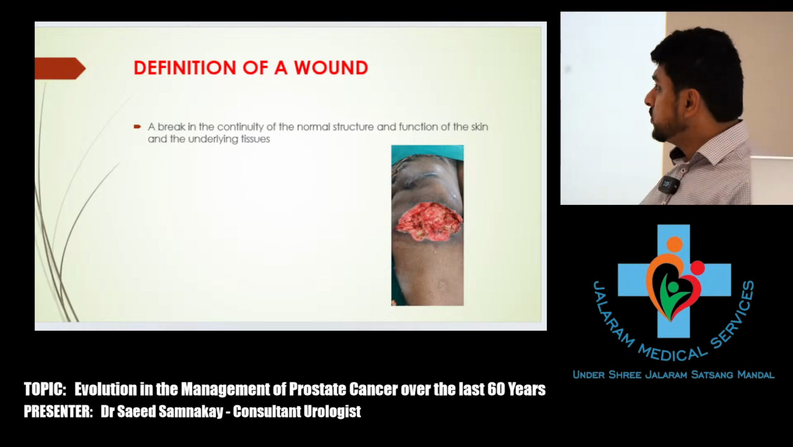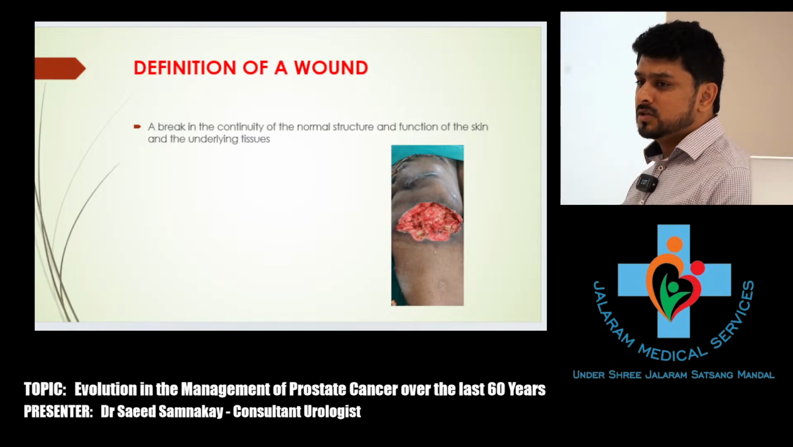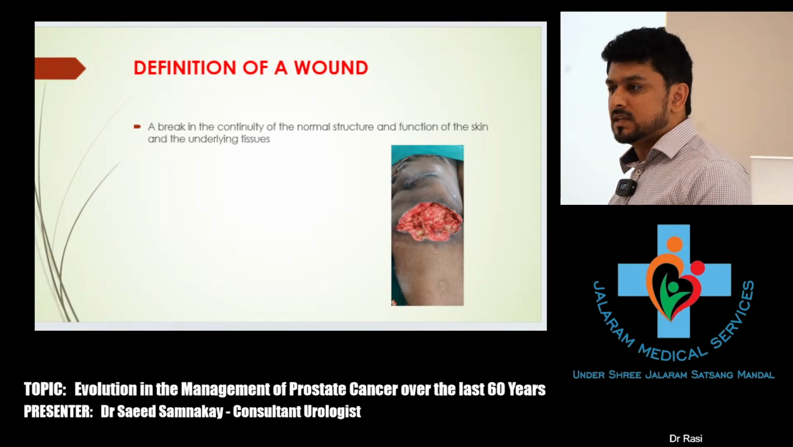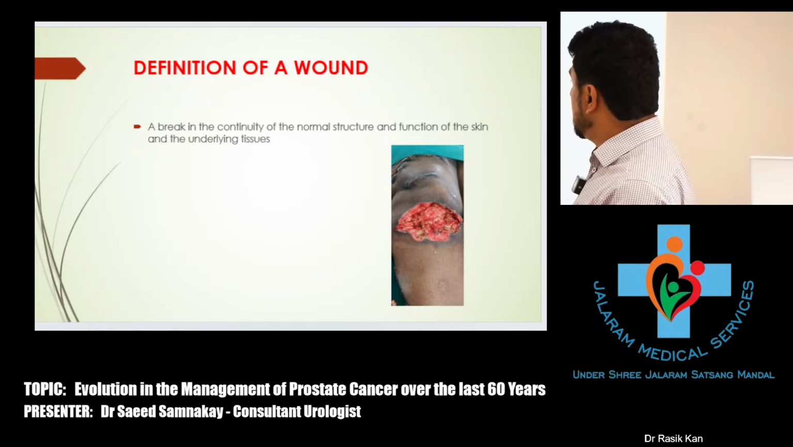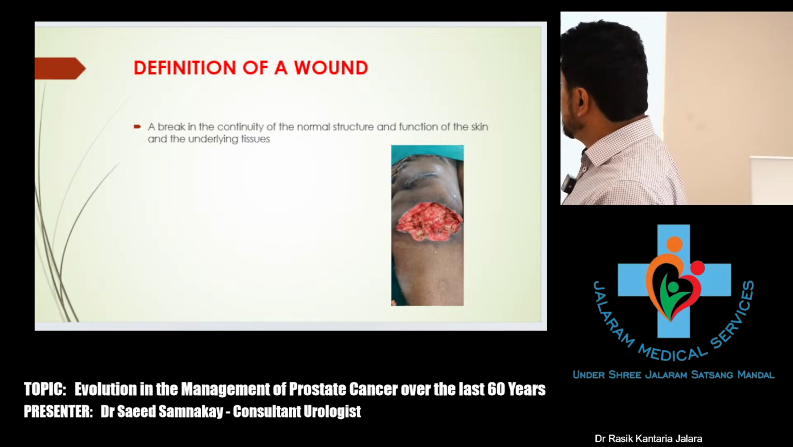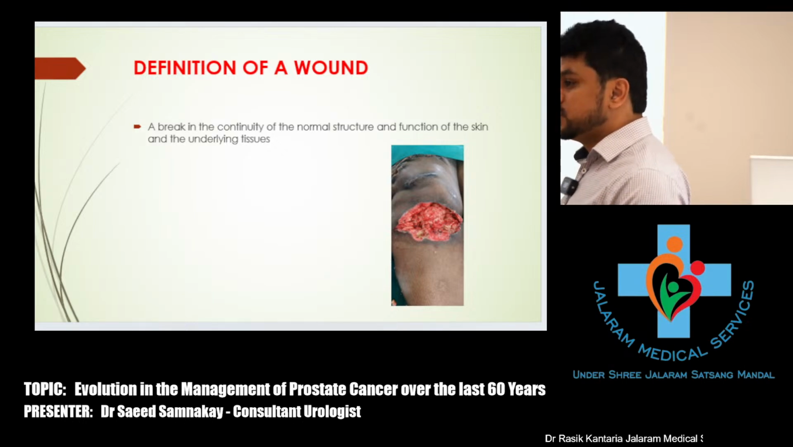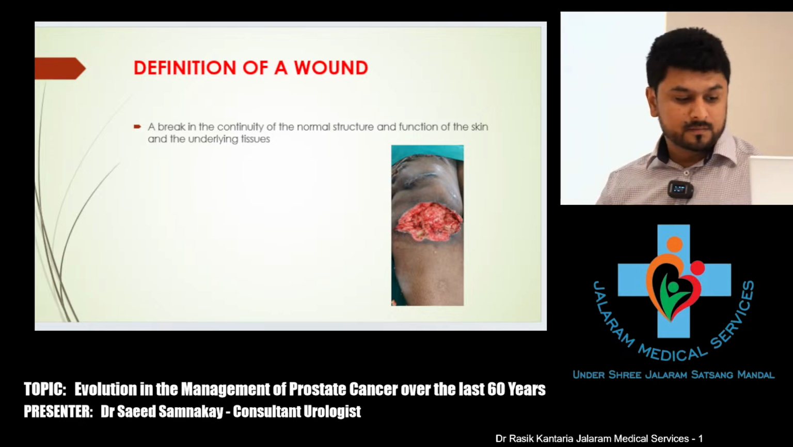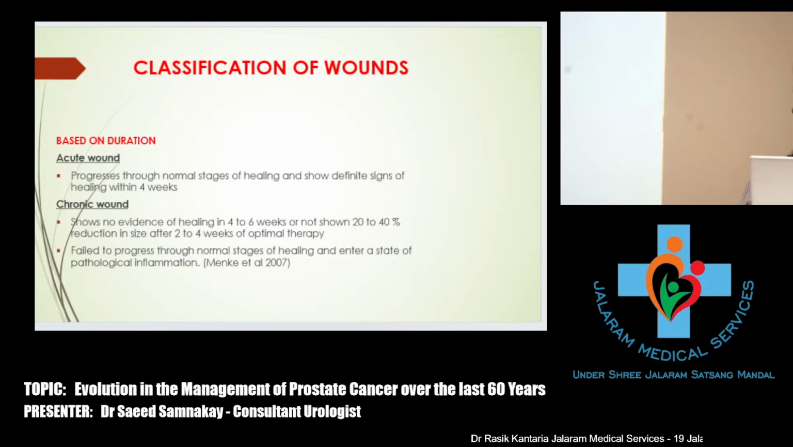So basically, what's a wound? It's just a breach in continuity of the skin. It can come in many forms. It could come in as a laceration, as an abrasion, but anytime there's a breach in the continuity of the structure and impairment of the function of the skin, then that becomes a wound, and that's an example there of what a wound looks like.